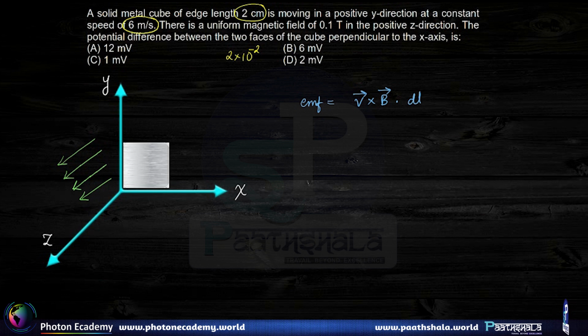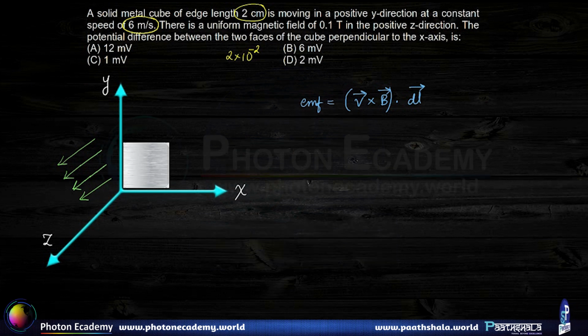Okay, so here it is understood that V cross B has to be taken first and then it has to be dotted with dl. The other way does not make sense, because the other way will generate a scalar first which cannot be crossed with a vector. So V cross B. So here V is in the positive y direction. So this is the direction of V, and B is in the positive z direction.